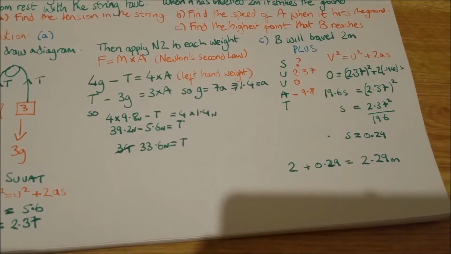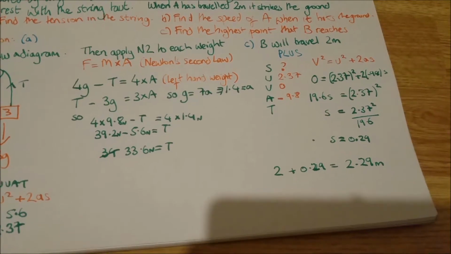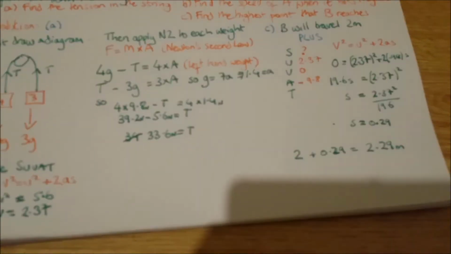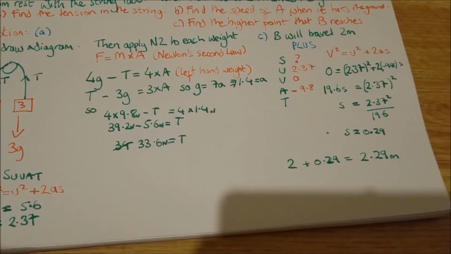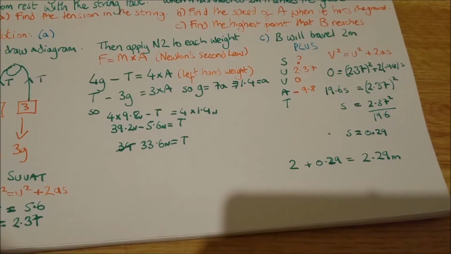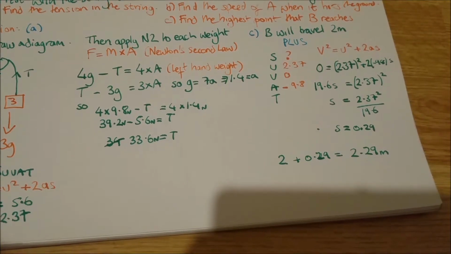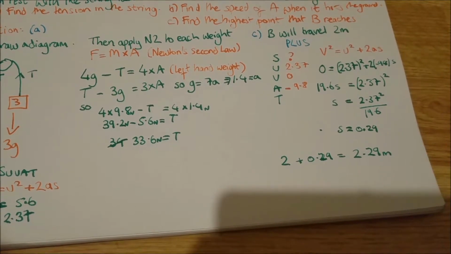But when A hits the ground, that doesn't mean B is automatically going to stop as well, because the forces acting on it may have stopped, but B still has a certain amount of velocity going up, and it's going to take a little while for the negative acceleration of gravity to whittle that down to 0. So yes, it's going to travel 2 meters, but it's also going to travel some more distance, and we need to find that out again using SUVAT.